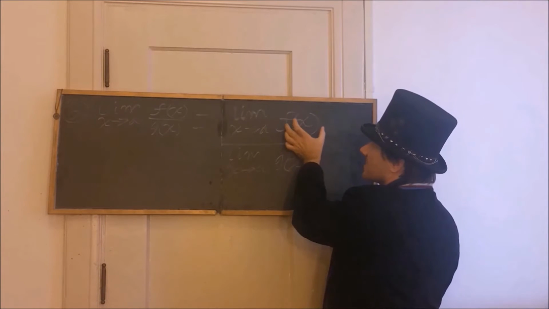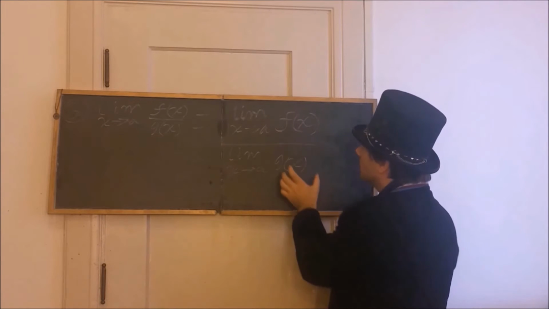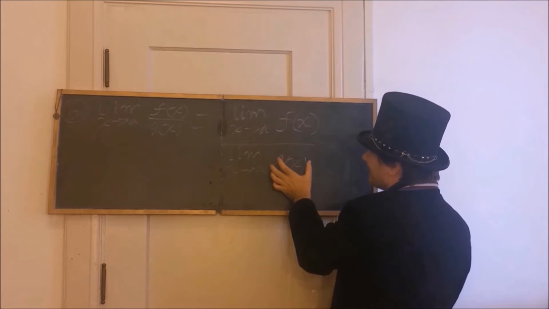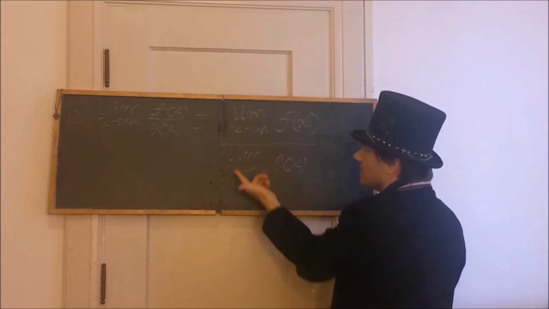Like, say this is x squared, and this is just a constant, like the number 4. You could say that you're taking the limit as x approaches a of x squared over the limit as x approaches a of 4.